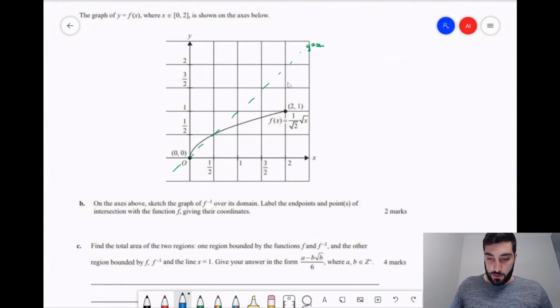So next I'm going to plot in, well, I guess we know this endpoint will be the same, and since the inverse is the process of changing all the x and y values, then we know the endpoint for our inverse function should be (1, 2).